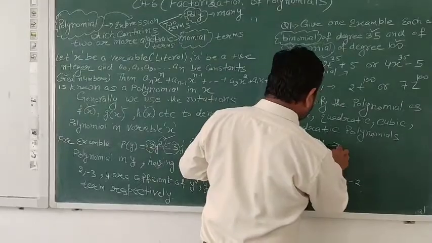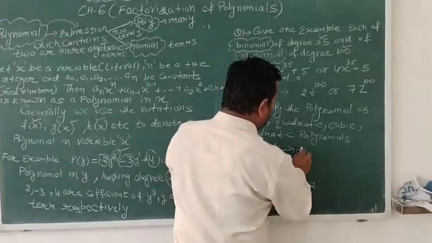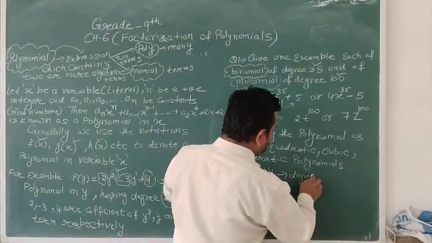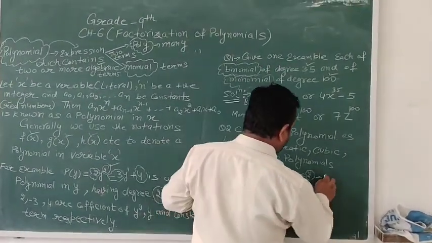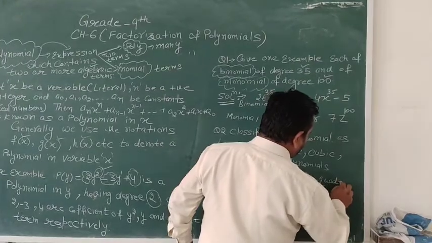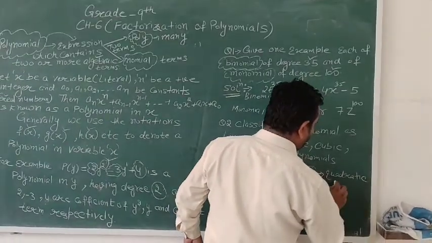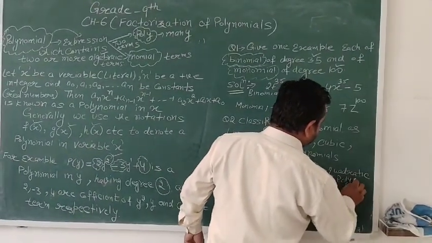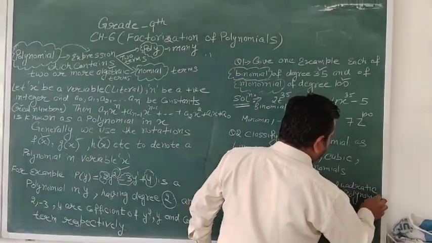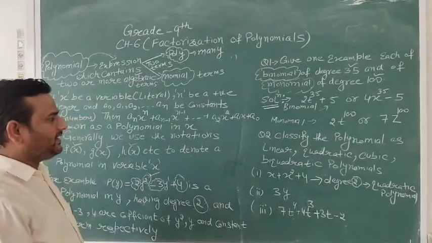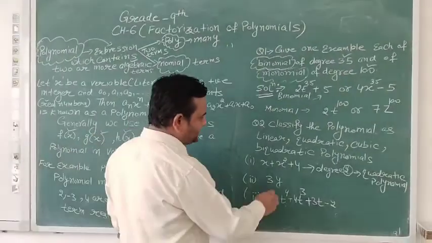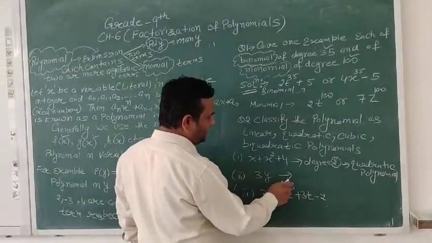Let us solve this. You can see that here our degree is what? 2. So this is a quadratic polynomial. Quadratic polynomial. Second, you can see that, students, here is what degree?